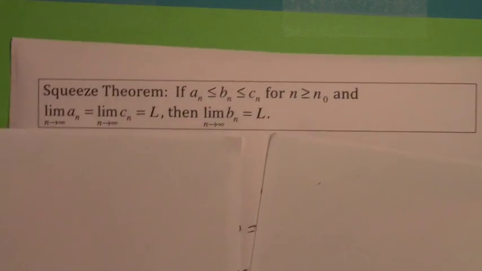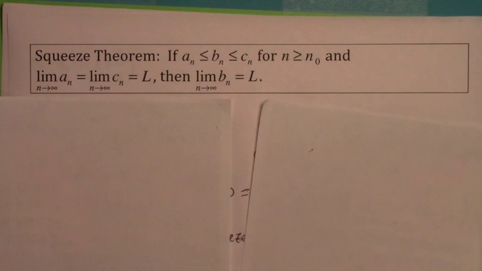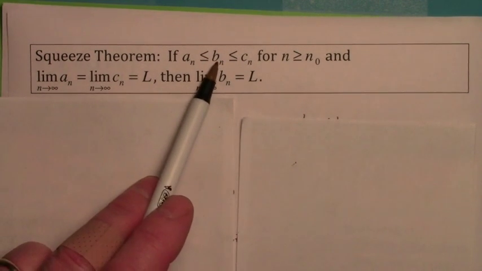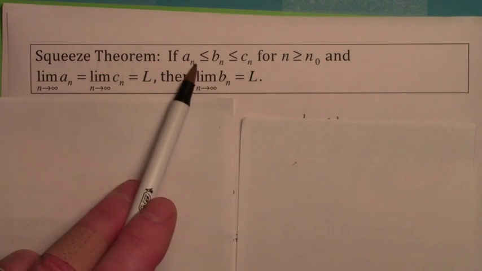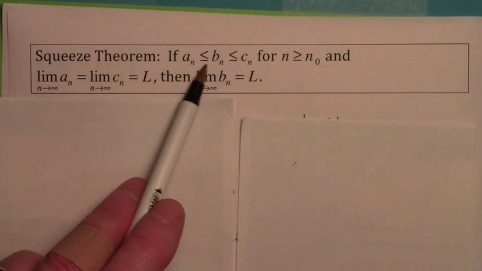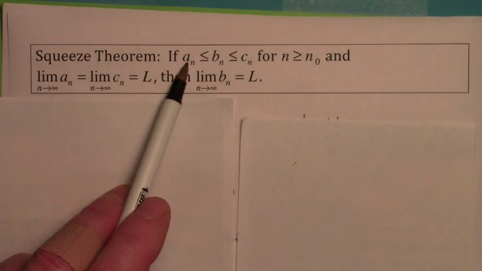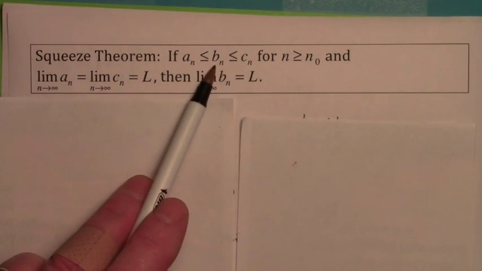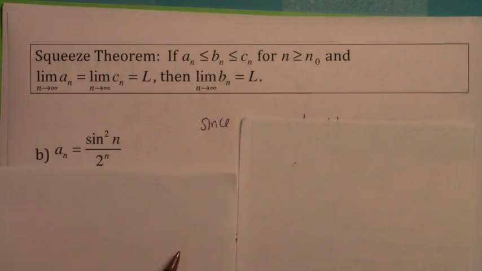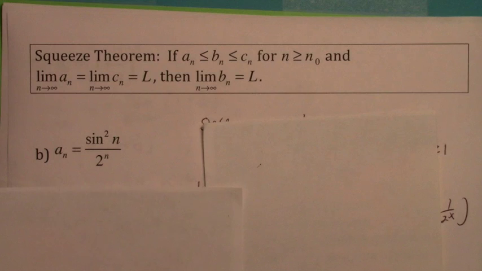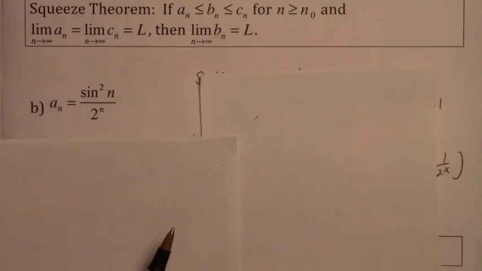Speaking of limit laws, remember this good old squeeze theorem? The squeeze theorem applies for limits of sequences as well. If you have the nth term of a sequence being between two other nth terms of sequences, and as n goes to infinity, this term is getting close to L and this term is getting close to L, since this is in between them, it has to get close to L also. So that can be helpful when you want to compute certain limits.